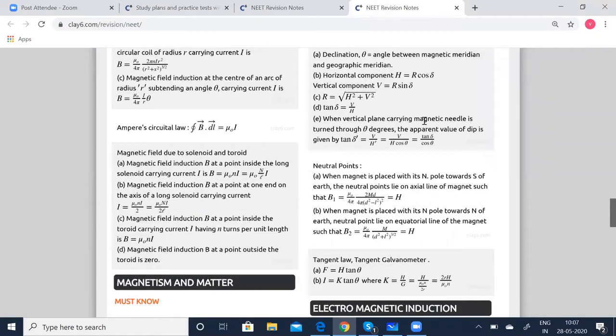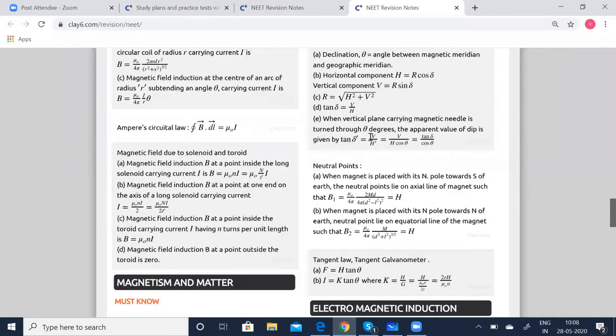When a vertical plane carrying a magnetic needle is turned through theta degrees, the apparent value of dip is given by tan delta dash, which is equal to V by H dash. Now, when it is turned through an angle theta, obviously the value of dip is going to be represented by delta. Remember children, I told you delta is nothing but the angle made by the components along the axis. That is called the angle of dip, and it varies from place to place. It is not going to be the same. It varies on all places on Earth.